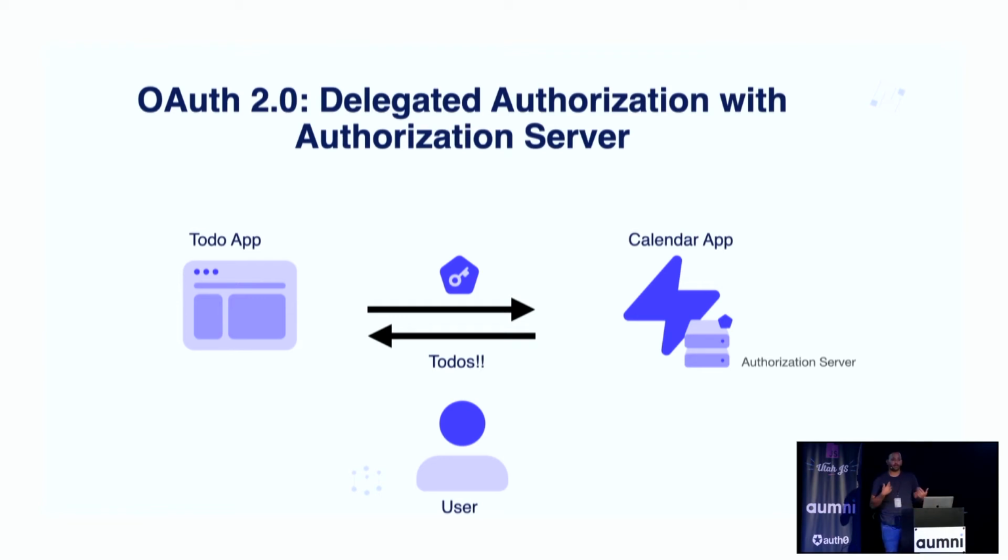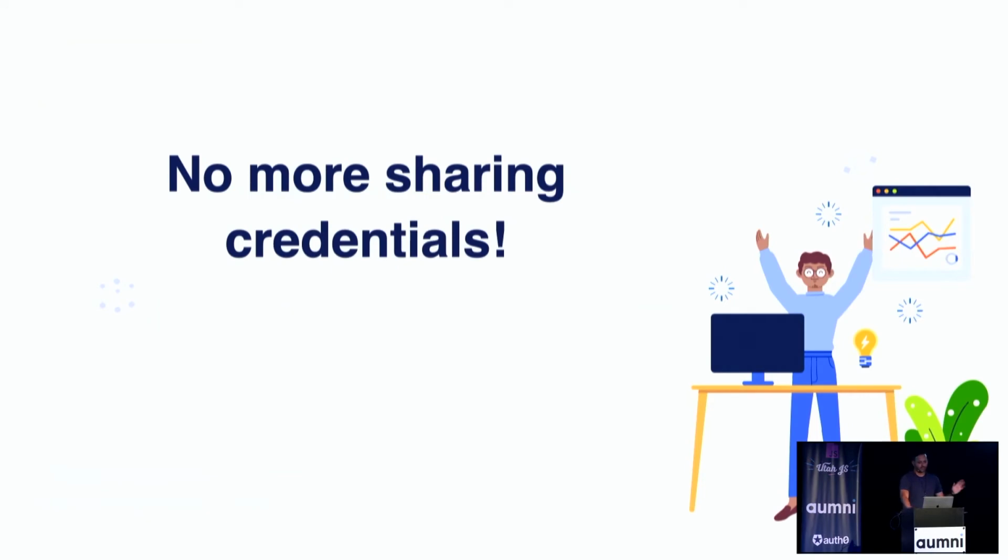And the calendar app is going to respond with those to-dos. And now if I only gave the consent to the to-dos, then that's all that the ToDo app will have access to. It doesn't know my credentials. It can't update settings. It only is going to do what the access token that it received on my behalf as the user will allow it to do. Obviously, that means, again, no more sharing of credentials between multiple sites.